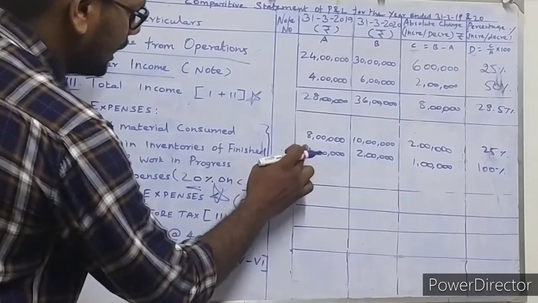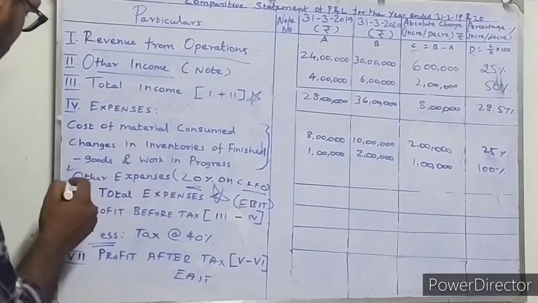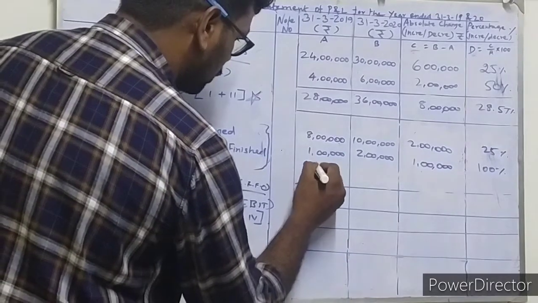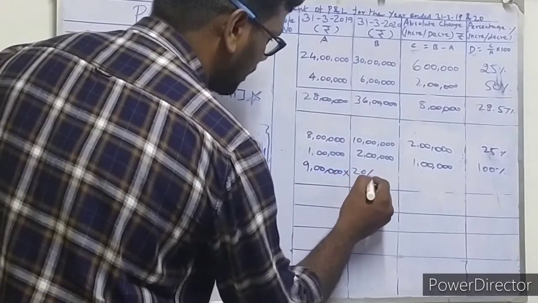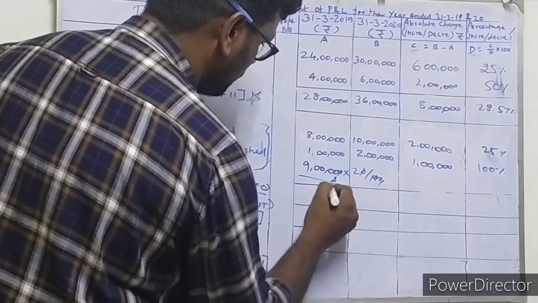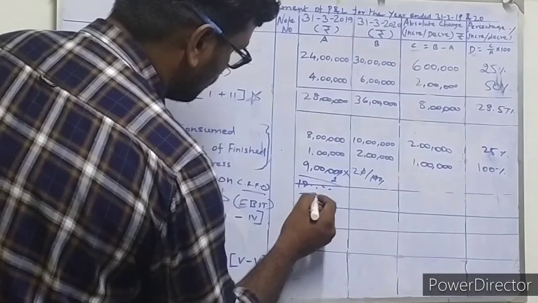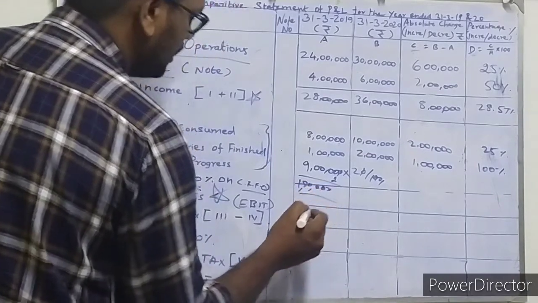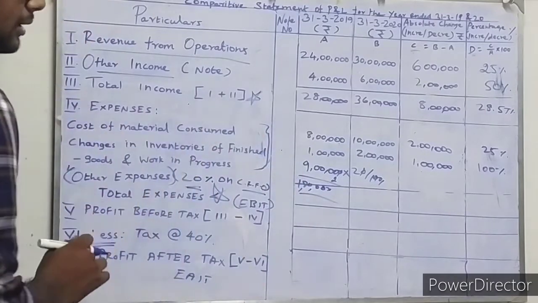So now 8 lakh plus 1 lakh is equal to 9 lakh rupees. On this 9 lakh, 20% will be considered as other expenses. So I am doing that in working notes over here. 9 lakh rupees, collectively 8 plus 1 is equal to 9, into 20 divided by 100. 20% on 9 lakh rupees will be 1,80,000 rupees. 1,80,000 rupees is 20% on cost of revenue from operations for the previous year. Can you get my point?